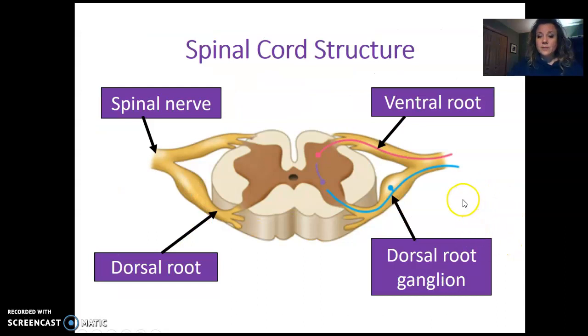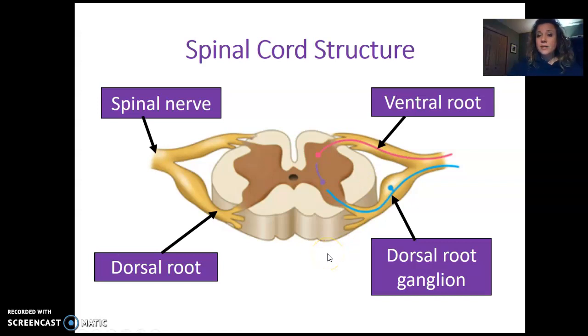All right, so you'll notice that we have nerves that enter and exit the spinal cord itself. And so once again, this is the body of the spinal cord. And we have a spinal nerve that separates into a dorsal root, and it also separates into a ventral root. There's a swelling in the dorsal root that's called the dorsal root ganglion. A ganglion is comprised of neuron cell bodies or cell somas.